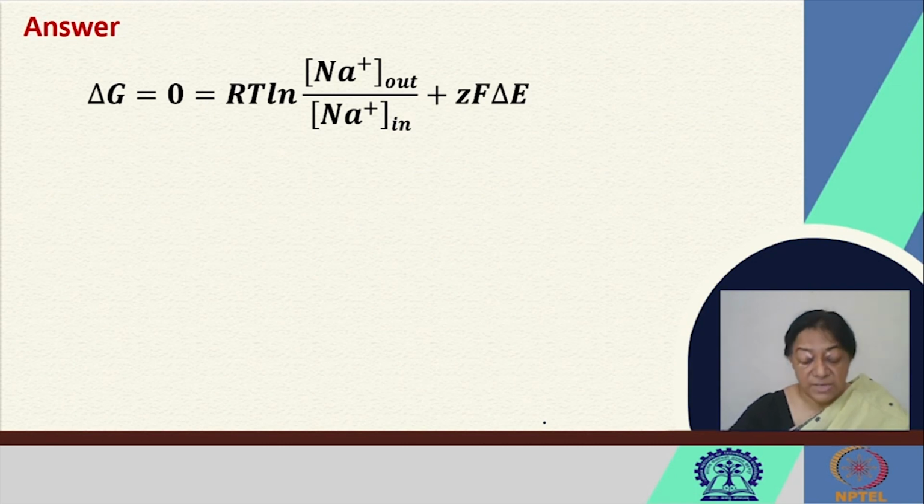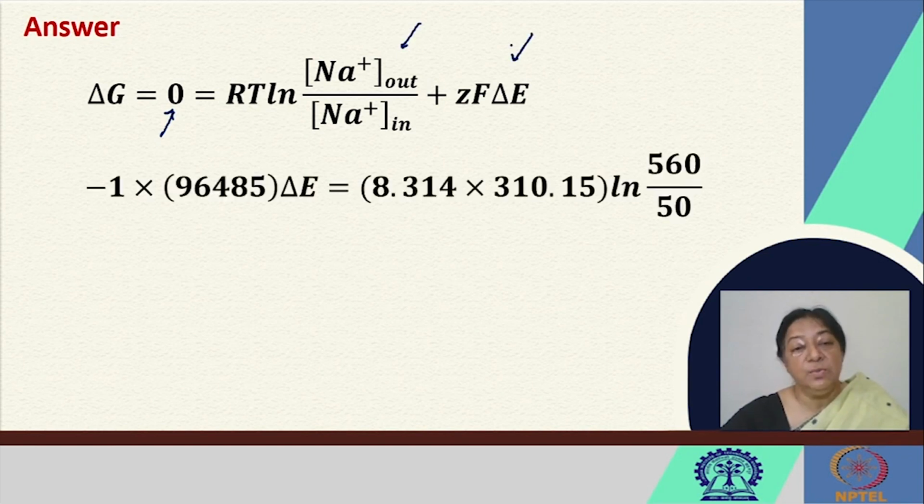Again, we have a delta G of 0. We consider this to be 0 because we have an equilibrium situation. We have our chemical potential and we have our electrochemical potential. Together, we find out from this what the delta E value is going to be.